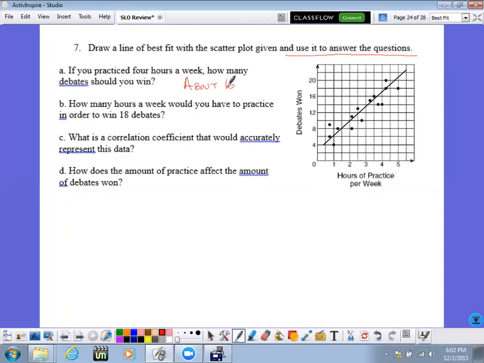How many hours a week would you have to practice in order to win 18 debates? If I wanted to win 18 debates, that's in between 16 and 20, I could go over and go down. So somewhere more than 4 hours, or about 4 hours.